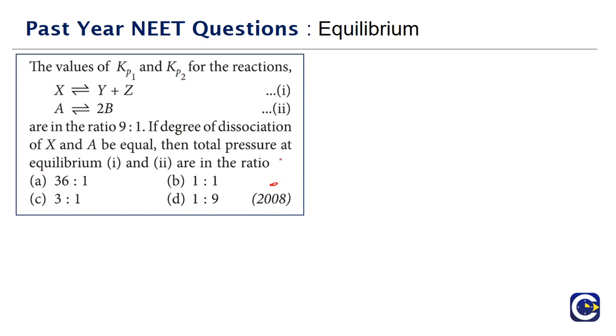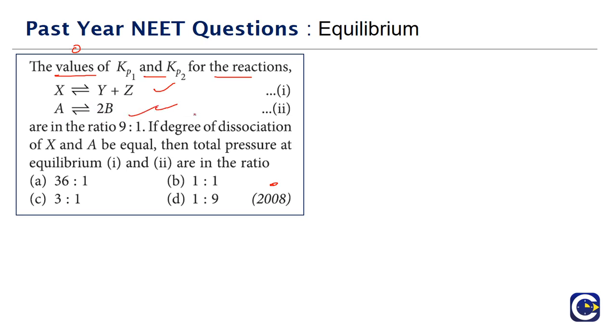So this is another question based on gas phase equilibrium. Whenever we have questions on gas phase equilibrium, we have to be doubly careful, because the questions more often will not be as straightforward as in normal equilibrium with concentrations. So look at this question. The values of Kp1 and Kp2 for the reactions. They are giving us two reactions. First reaction is X gives rise to Y plus Z. Second reaction is A gives rise to 2B. The Kp1 and Kp2 values are in what ratio?